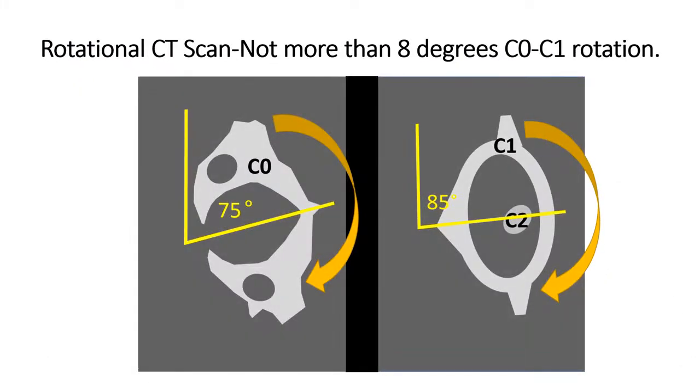So this is what that looks like on a rotational CT scan. You measure the angle from the midline of C0 and the angle from the midline of C1, and then you subtract one from the other, and here you've got 10 degrees. So this patient would be unstable because the max there is just 8 degrees. So that would be a type 1D CCI.